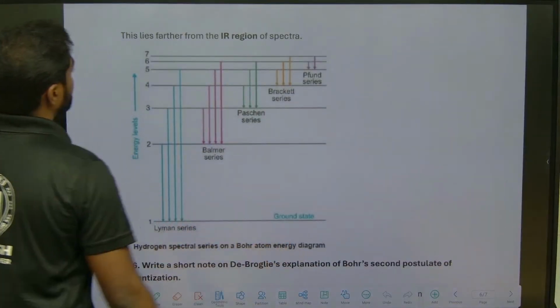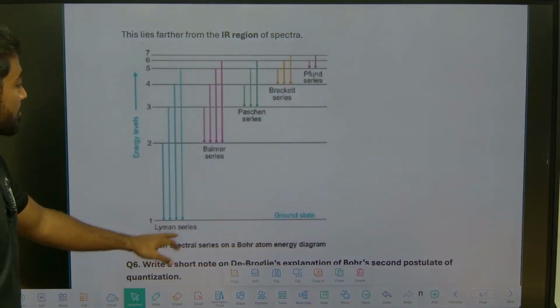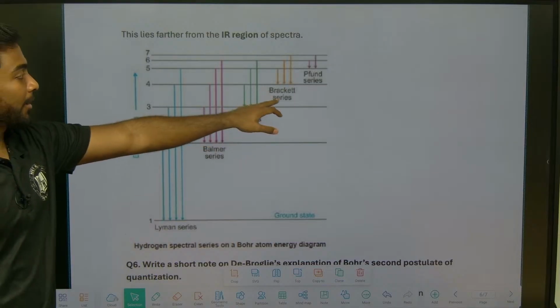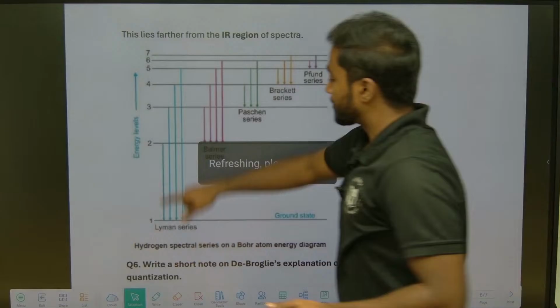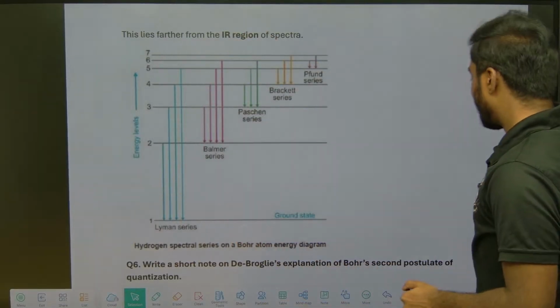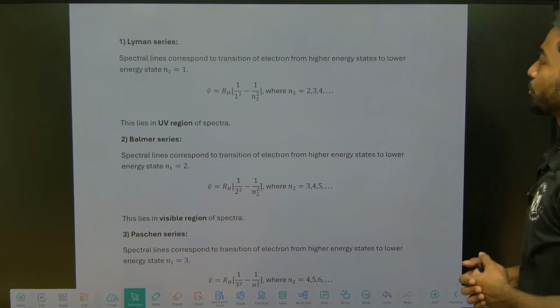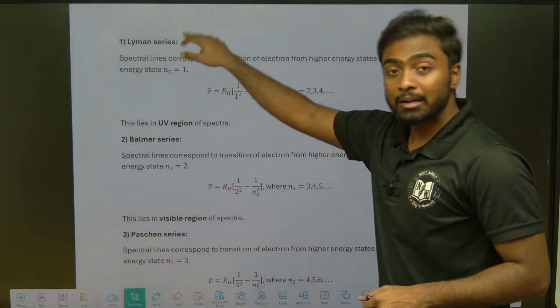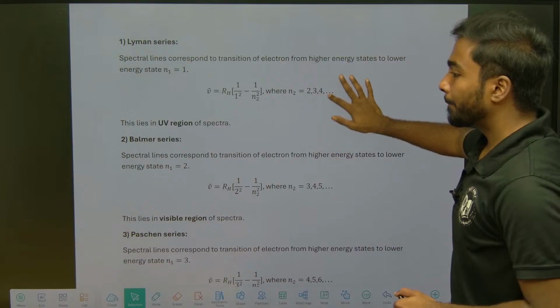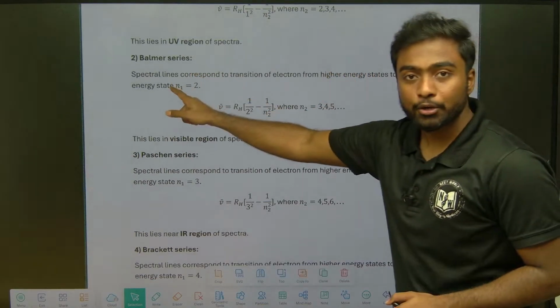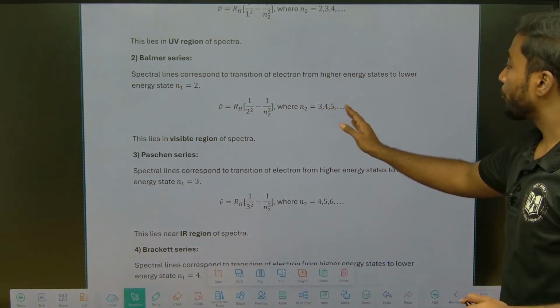Yeah, so this is the diagram for this: Lyman series, Balmer series, Paschen series, Brackett series, and Pfund series. Energy levels increase like this. For the Lyman series, n1 will be 1 and n2 will be 2, 3, 4, etc. For the Balmer series, n1 should be 2 and n2 should be 3, 4, 5 like this.